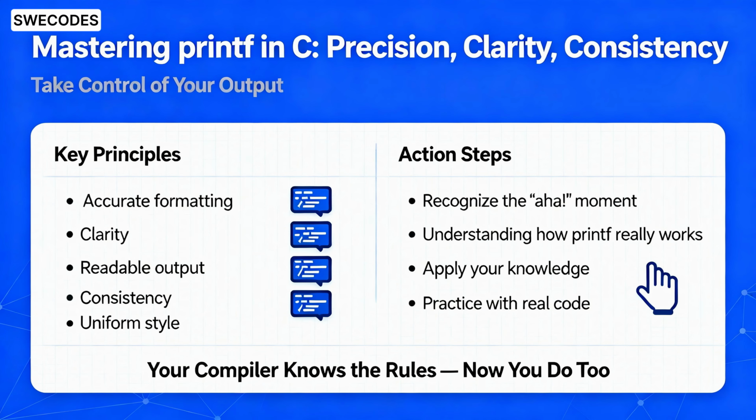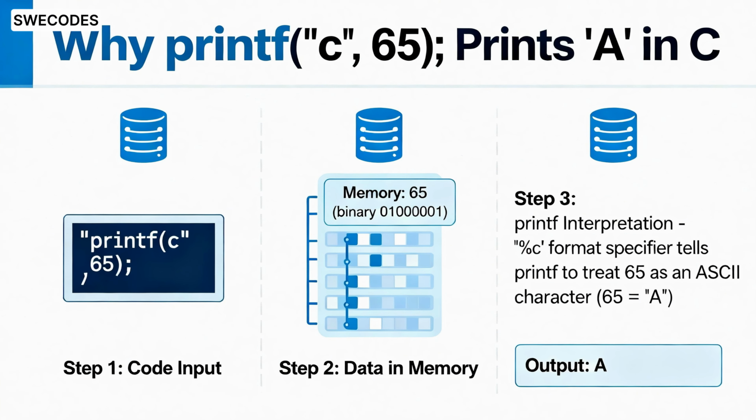Now you do too. Ever wondered why typing printf("%c", 65) prints A? This is not just another syntax walkthrough, but a breakdown of how printf actually interprets your data under the hood in C. You'll not only use format specifiers confidently, you'll understand what's really happening in memory every time you print something. Let's start with the basics.